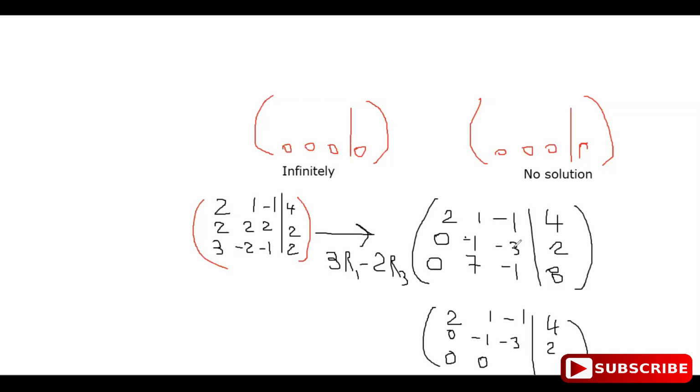7 of this now. So 7 times minus 3. 7 times minus 3 is minus 21. Plus minus 1, that's minus 22. And then 7 times 2 is 14. 14 plus 8 is 22.